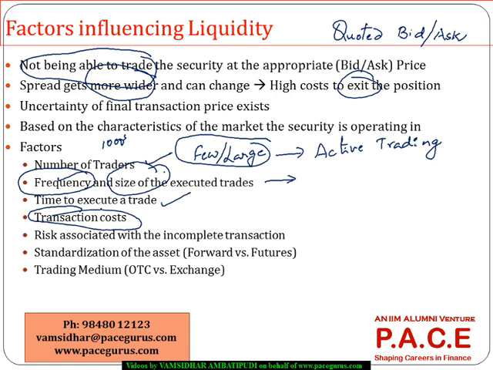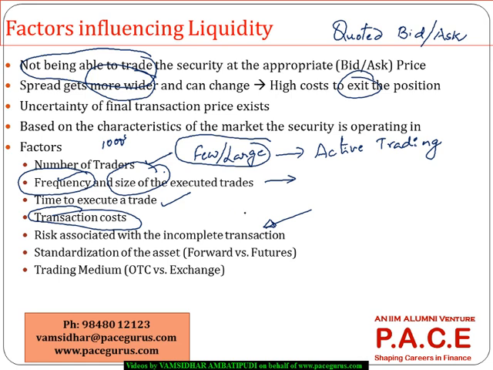Whereas if the taxes and transaction costs are very much negligible, people get into active buying and selling of the securities even for small marginal profits also. So which means the liquidity will be high in those kind of situations. And there could be some kind of risk. So understanding is required with respect to what is the risk that is involved with an incomplete transaction.